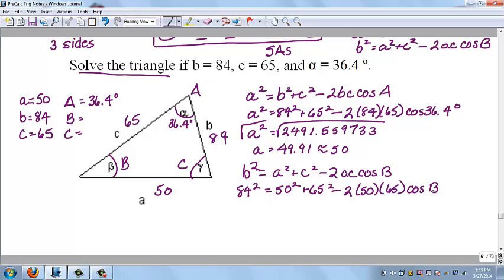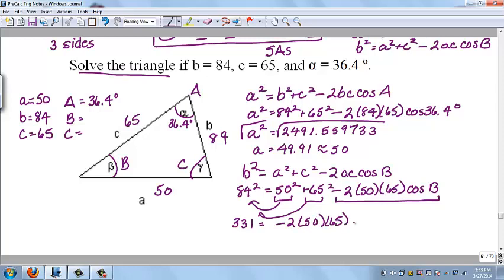Now, when you go to do this, let me give you a little hint. This whole thing is a term here. This is a term, and this is a term. What I want you to do is take this on this side and subtract it and that one. Do that first, and then you're going to divide it by this multiplied out. So right now, if I do 84 squared and subtract 50 squared and subtract 65 squared, I get 331 equals negative 2 times 50 times 65 cosine B. Now I multiply this together, so I have 331 equals negative 6,500 cosine B.